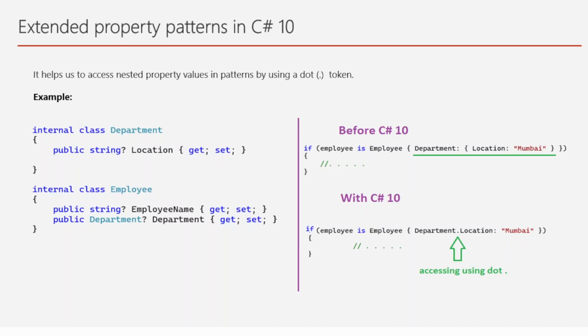Extended property pattern in C# 10. It helps us access nested property values in patterns by using a dot token. Let's understand this with the help of an example. Suppose we have two classes, Department and Employee. The Department class has one property, Location. And the Employee class has two properties, EmployeeName and Department. Department, being a class, serves here as a property in the Employee class.